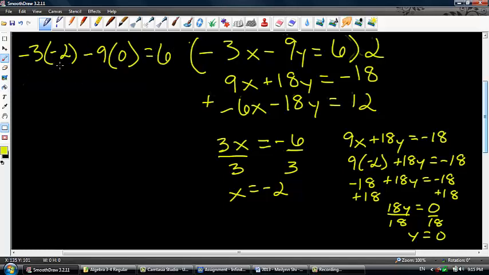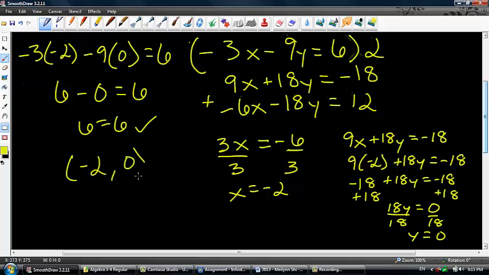Negative 3 times negative 2, we know that a negative times a negative, of course, is a positive. Negative 3 times negative 2 then being 6. Negative 9 times 0 is just 0. 6 minus 0, of course, is 6. That equals 6. Of course, that checks out. We know that 6 does equal 6. So our answer for this problem would be the ordered pair negative 2, comma, 0.